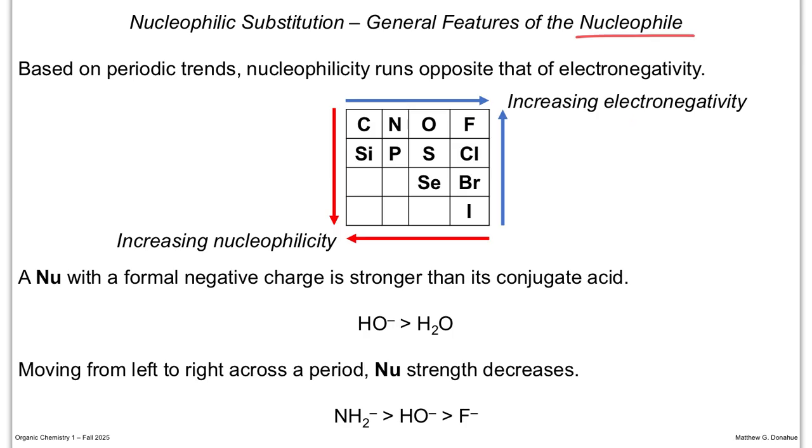So that's electronegativity. Nucleophilicity, the ability to supply those electrons, is the opposite trend. So moving away from fluorine, the ability to act as a nucleophile increases. So right to left, and then down the group. So that's the periodic or elemental part of that.